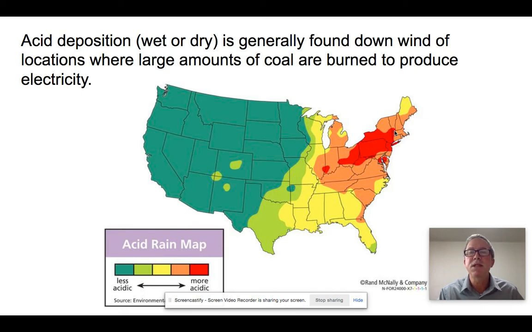So you can have places here, like say Vermont, where it's a very clean state in terms of it doesn't make a lot of pollution, but that doesn't mean it doesn't have a problem with acid deposition, because it's being carried to it from other sources upwind.